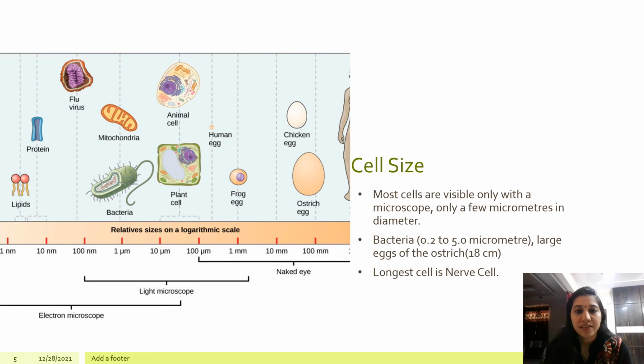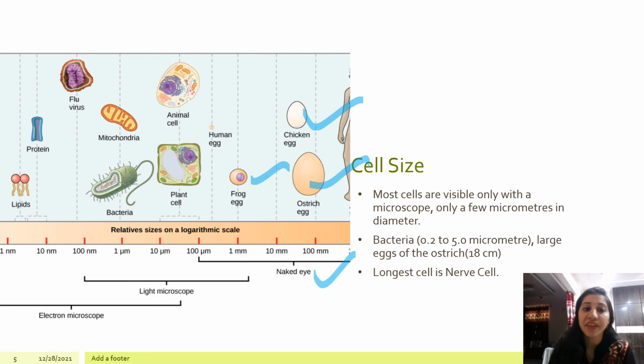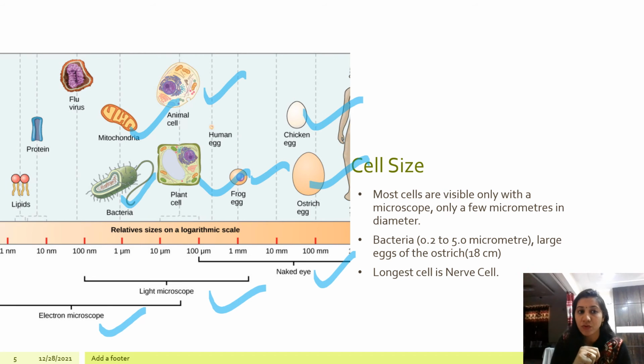Now cell size. Some plant and animal cells are visible with the naked eye, right? Like ostrich egg, chicken egg, frog egg, we can see with the naked eye. But some are very small in size and we can see them with the help of a microscope. So bacteria, mitochondria, animal cell, plant cell, we can see with a light microscope. But a few viruses are very tiny and can be seen with an electron microscope. Some particles like lipid particles, protein molecules are also seen with an electron microscope.